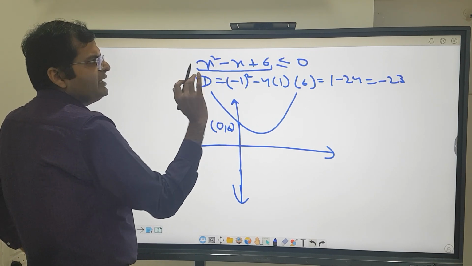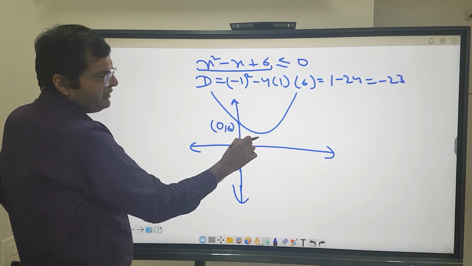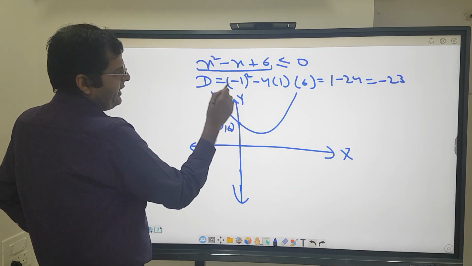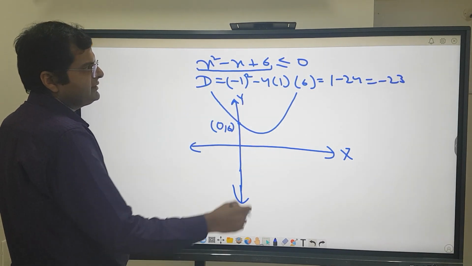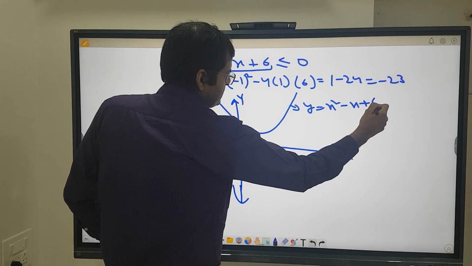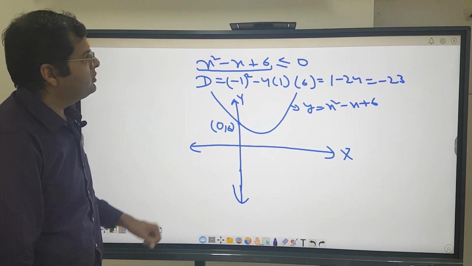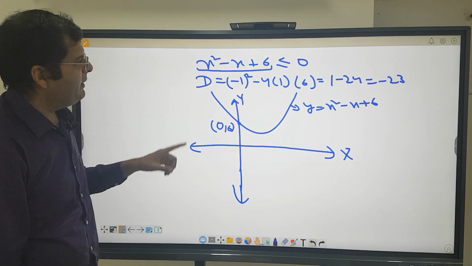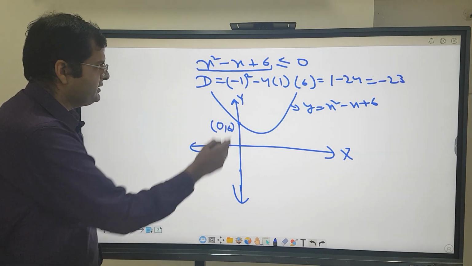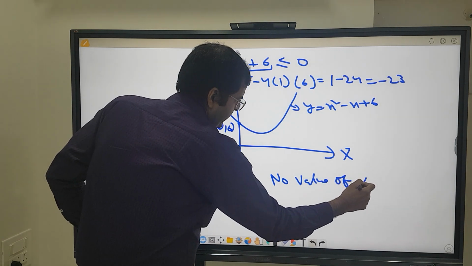It will always be a positive number for whatever value of x, because we see that the graph never goes below the x-axis. This is the x-axis and this is the y-axis, and y is this expression, x square minus x plus 6. So over here, if you look at it, the graph never goes down below. That means this inequality is true for no value of x.